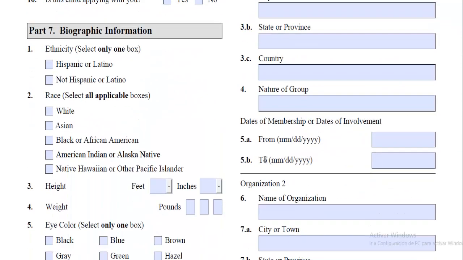In Part 7, biography information. For purpose and confirmation, you must choose your ethnicity and race and supply other physical information. So your ethnicity, if you're Hispanic or not, race, white, Asian, Black, African American, etc., height, weight, eye color.